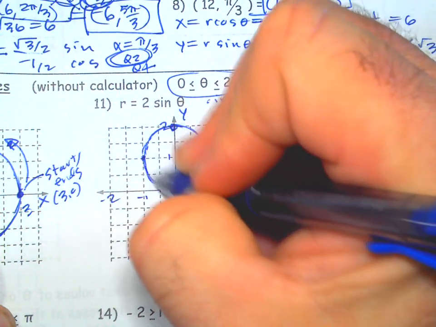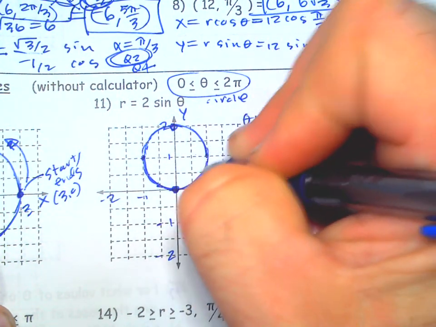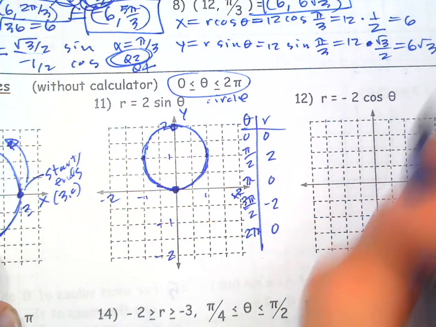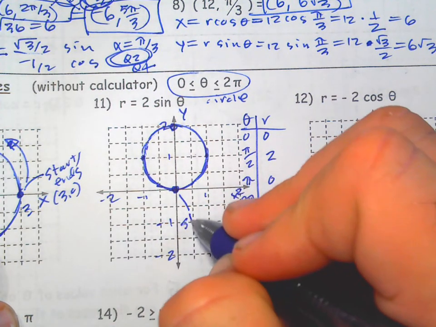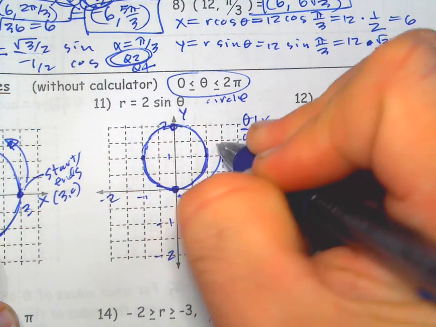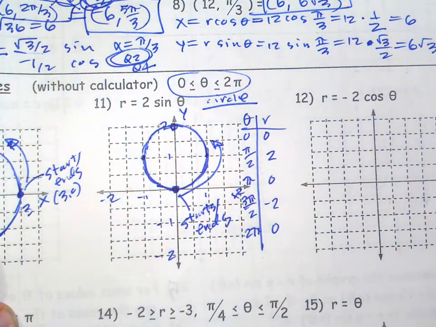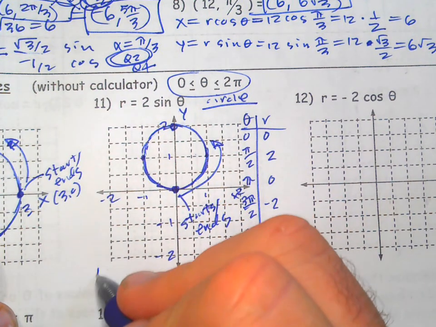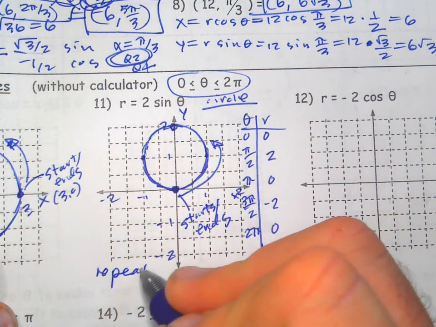And so it starts and ends here. And the direction is this way. And it is a circle. It repeats itself twice.